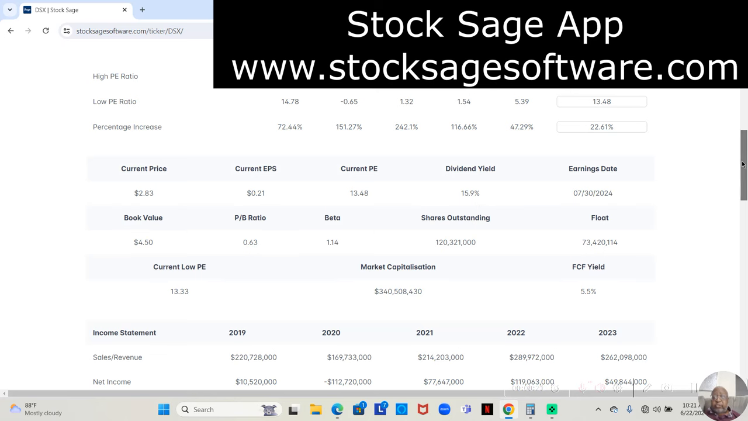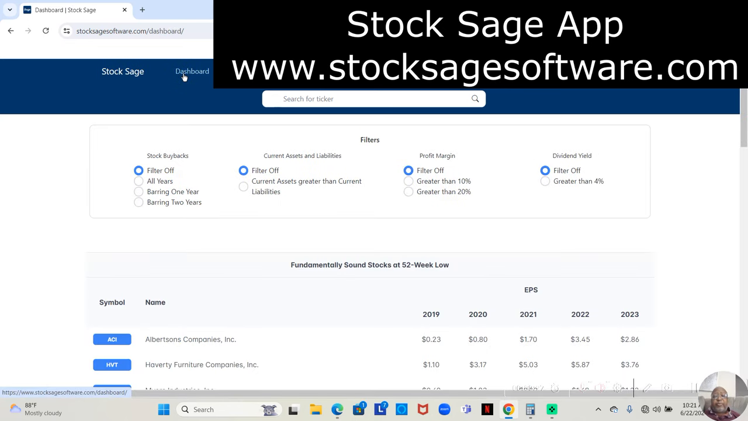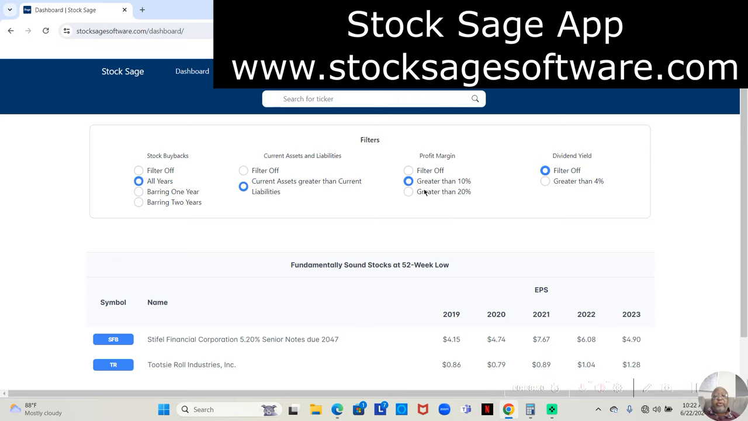15.9%. So now the StockSage app separates not only fundamentally sound companies, meaning companies that regularly do stock buybacks, have current assets greater than current liabilities, a solid balance sheet, and a 10% or greater profit margin.